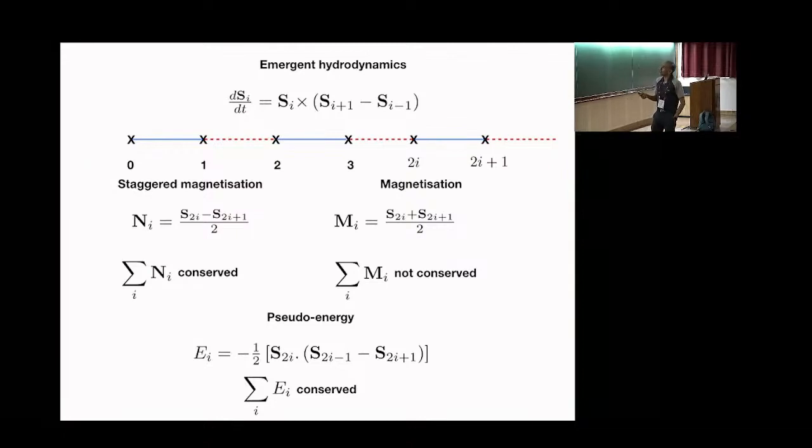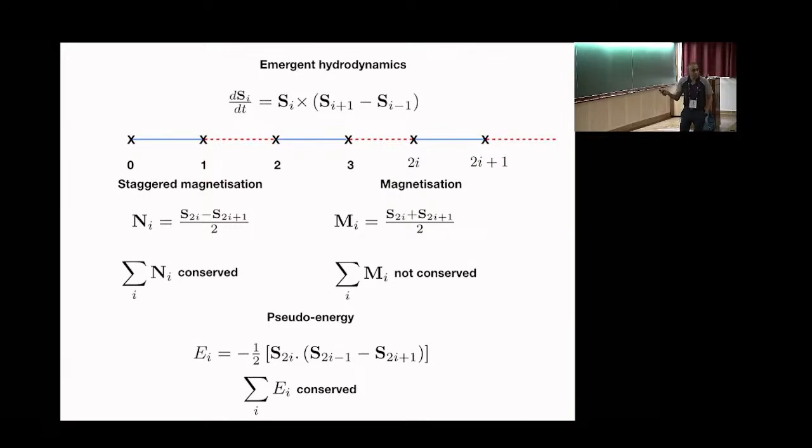And the way that we do this is by expressing the equation of motion in terms of the staggered magnetization and the magnetization on every alternate bond. By defining these, one can actually back out from these quantities the values of the spins at every site. So we can define these quantities N_i and M_i, and of course N is the conserved quantity.